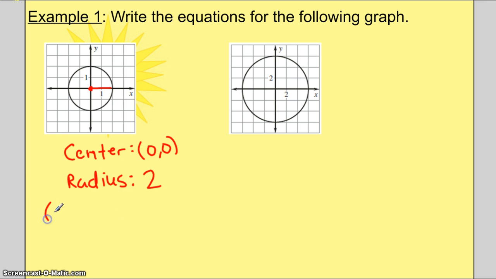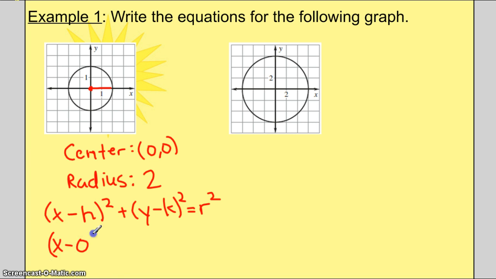And remember, it's x minus h squared plus y minus k squared equals r squared. All right, so we've got x minus 0 squared plus y minus 0 squared equals 2 squared. Do not forget to square the radius. We like to do that all the time.